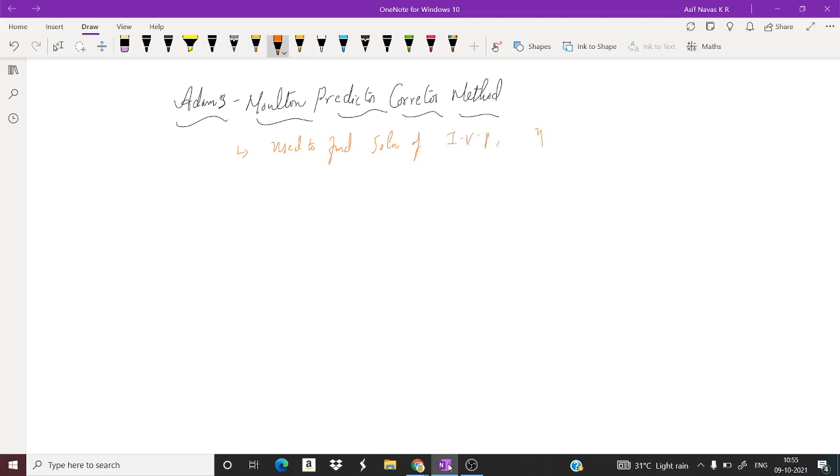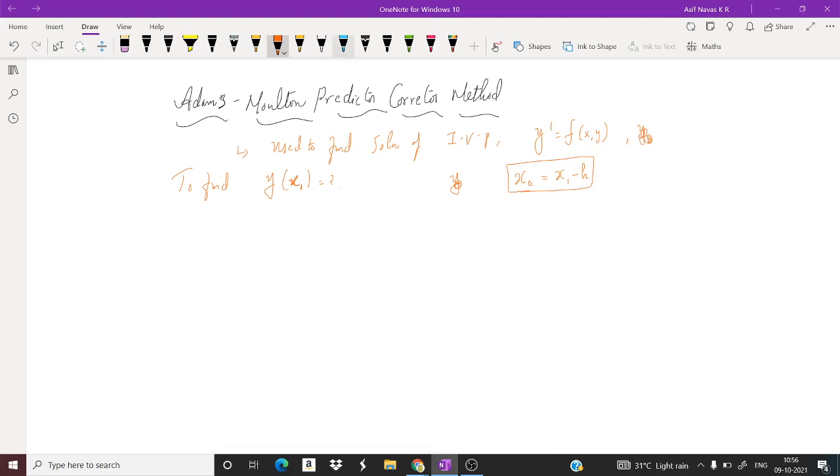Y dash is equal to f of x, y, with y naught given. This method is used to find the value y of x1. We note that x naught is actually x1 minus h.